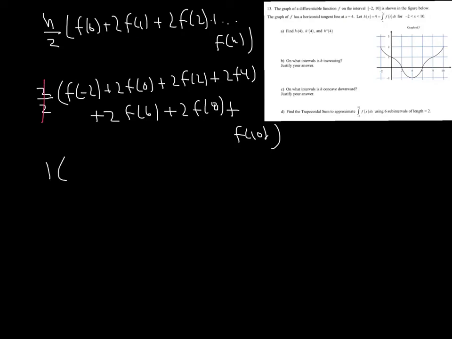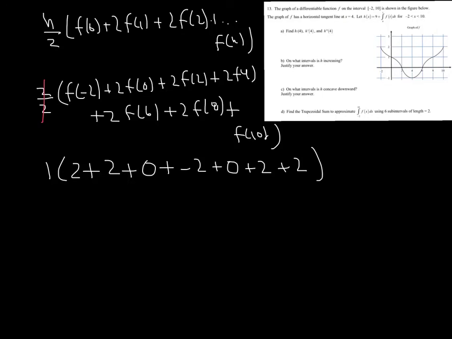All right, so f of negative 2 looks like it's 2, plus 2 times f of 0. f of 0 is 1 times 2 is 2. And then f of 2 is 0 times 2, that's going to be 0. f of 4 is going to be negative 1 times 2 is negative 2. And then f of 6 is 0 times 2, that's going to be 0 again. f of 8 is going to be 1, so that's times 2. And then f of 10 is going to be 2, and we only need one of those, so you don't double the right and left point.